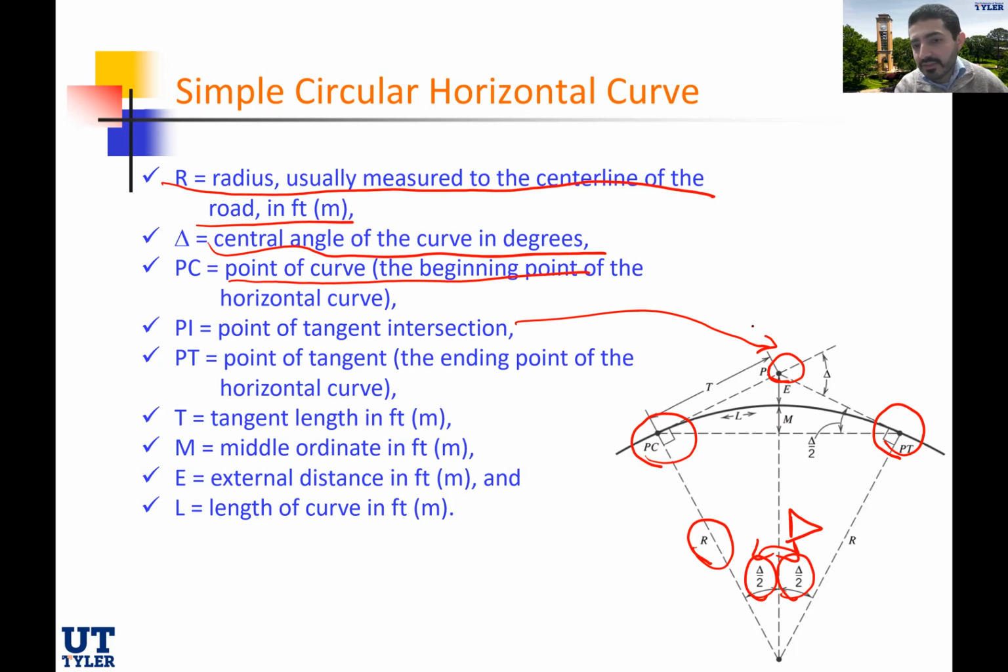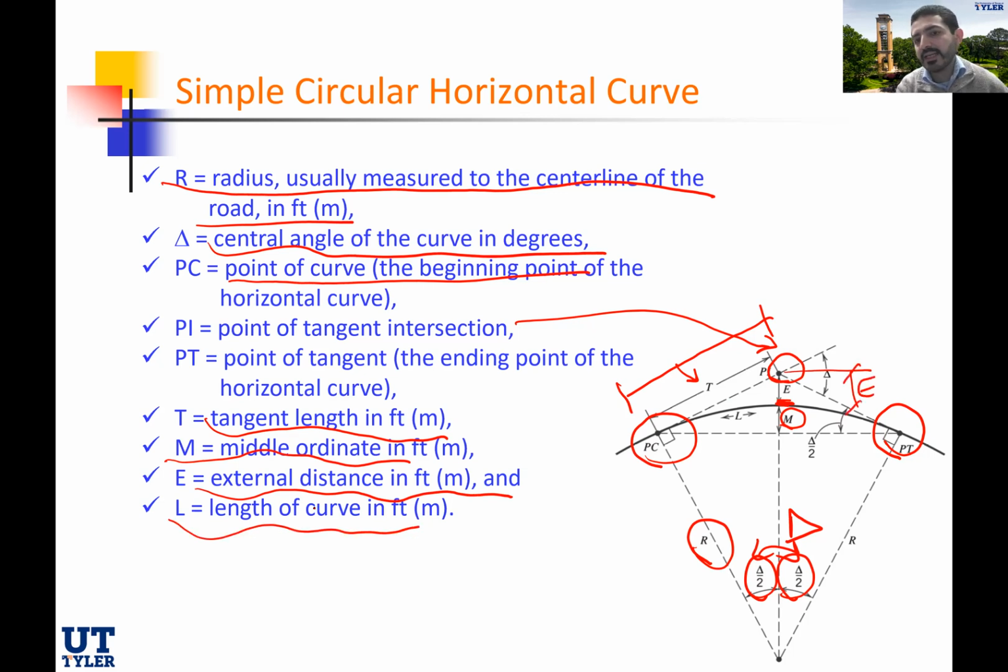And then we have T right here. This is the tangent length. And then we have other little components that we like to define, which is the middle ordinate, M, and the E. This is the external distance, which is the distance from this point here to the imaginary PI. That's the E. And then of course L, this is the length of the curve.